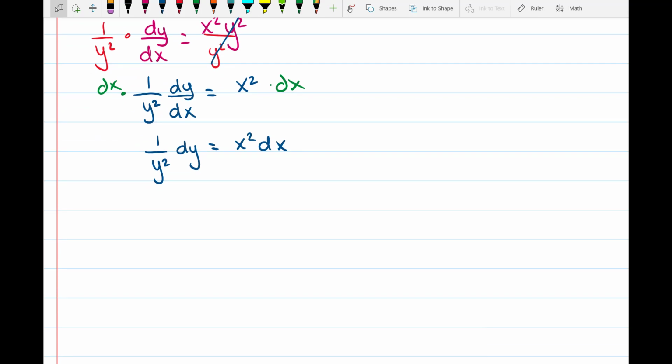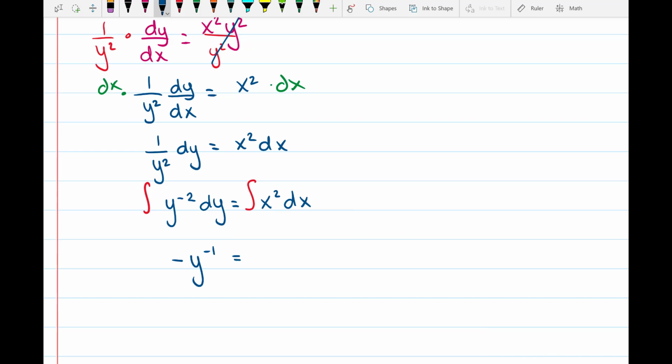Now, when you want to integrate 1 over y squared, I do highly recommend to write it as y to the negative 2 dy is equal to x squared dx. I recommend this because it's much easier to visually see how to add 1 to a negative exponent than to try to deal with it being positive in the denominator. So now we're going to integrate both sides. This one has the dy already, and the other one has the dx, so we're good to go. The integral of y to the negative 2 is negative y to the negative 1, which is equal to 1/3 x cubed plus c.